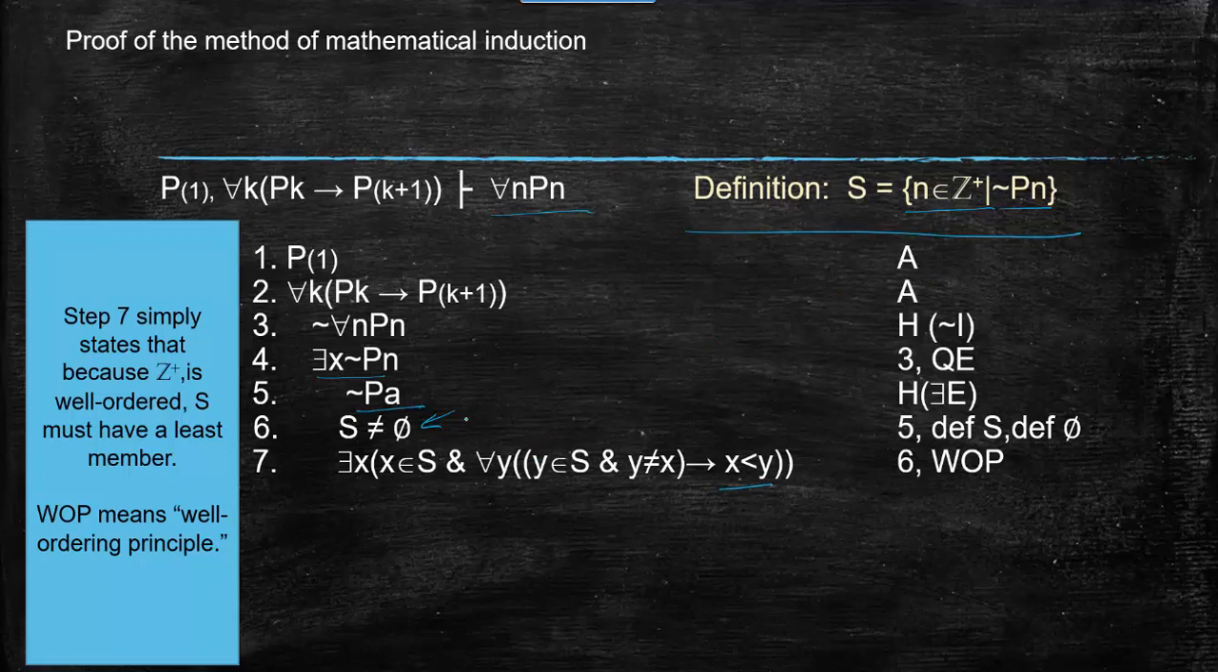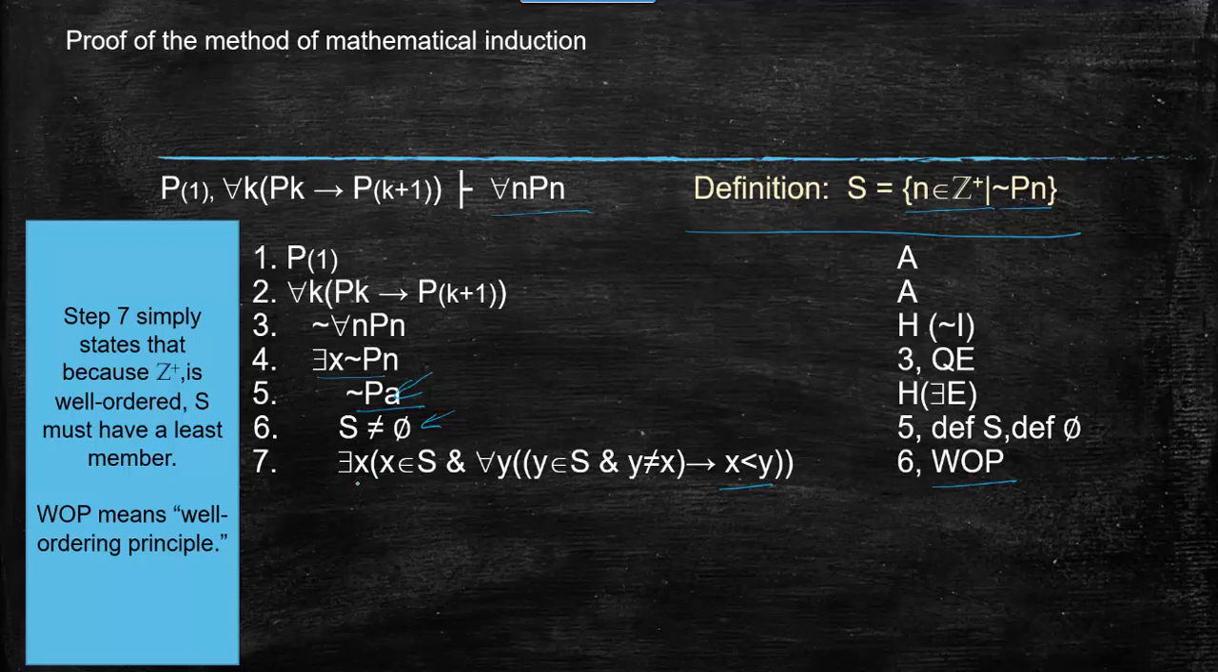has a least member. Now we don't know that the least member is A, of course, but we know that if it's not A, then there's something else in S that is the least member. So A is the least member, or there's something else in S that is the least member. We know that it has a least member because of what we have called the well-ordering principle, which tells us, among other things, that the positive integers are well ordered.